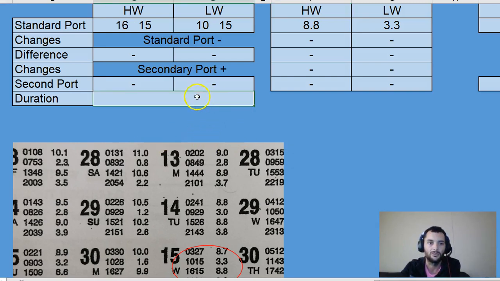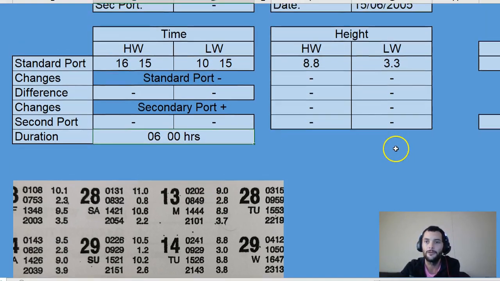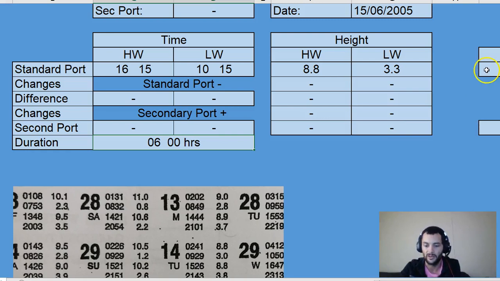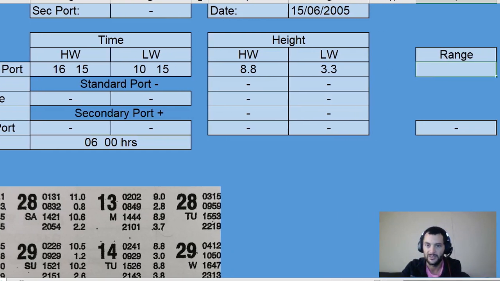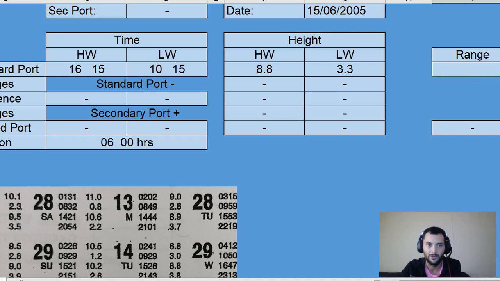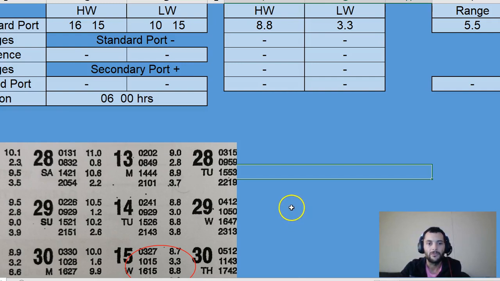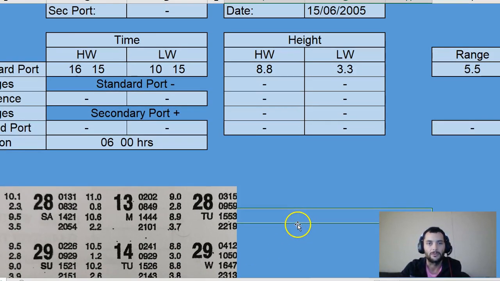The last thing that we need to put in here is the actual duration from low water to high water, which is 6 hours exactly. And then the tidal range over here, which is going to be 5.5 meters. So from 3.3 to 8.8, that gives us a total tidal range of 5.5 meters in the duration of 6 hours. In addition to this, we've got our information from the table.